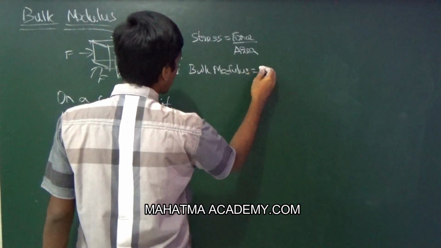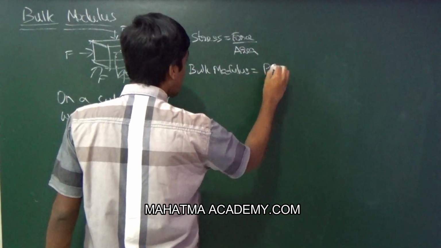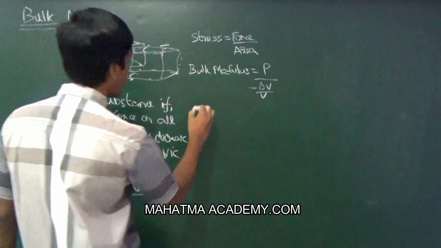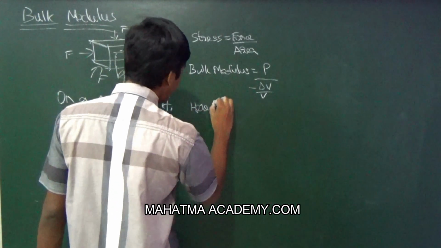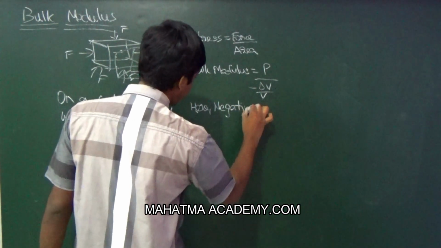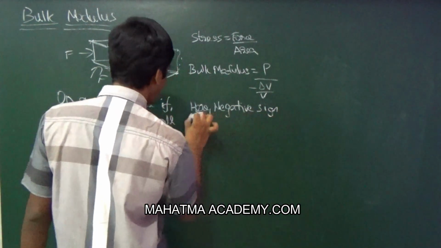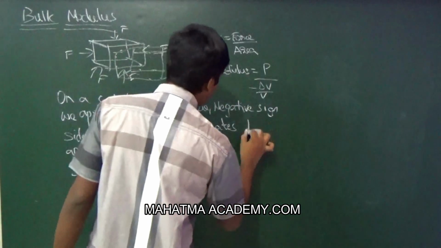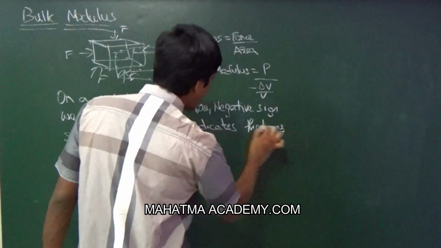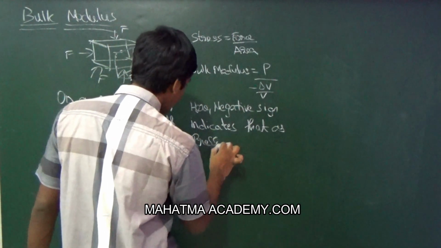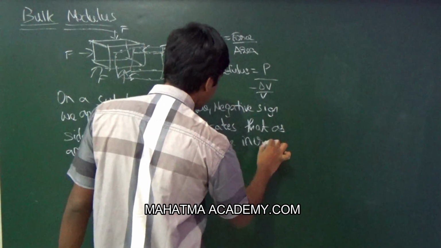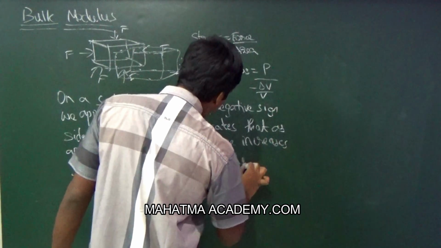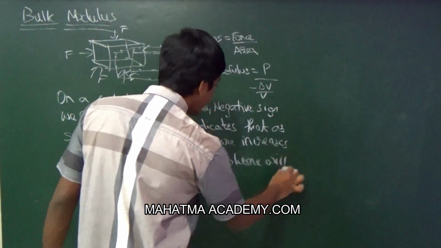Now the bulk modulus will become pressure upon minus delta V upon V. Here the negative sign indicates that as pressure increases, the volume will decrease.